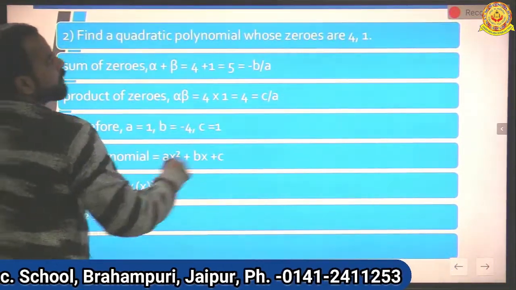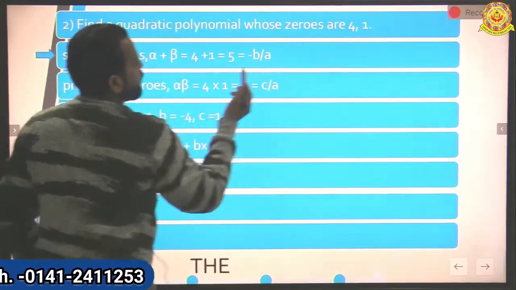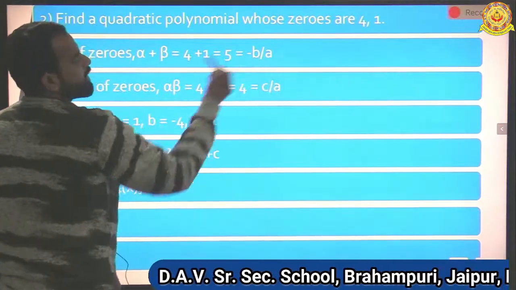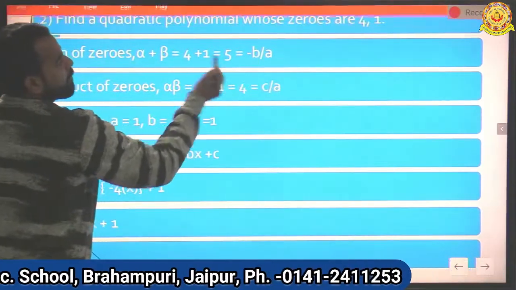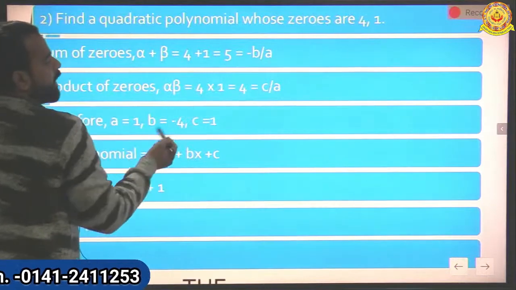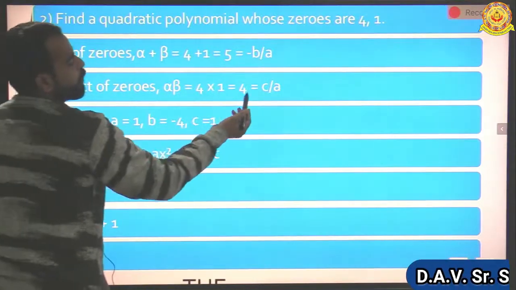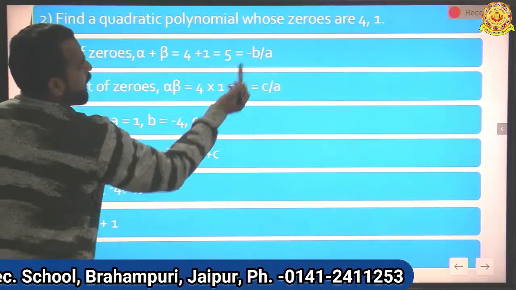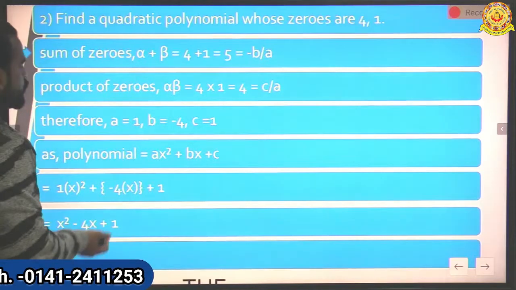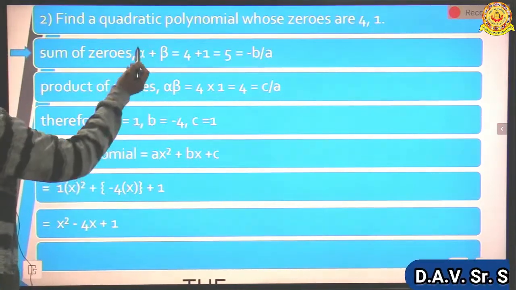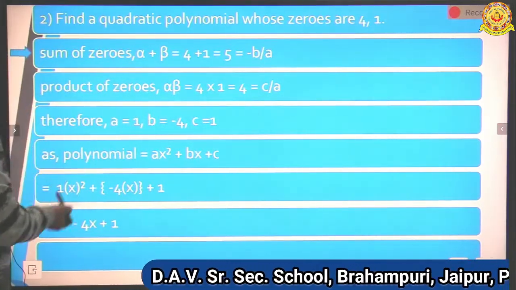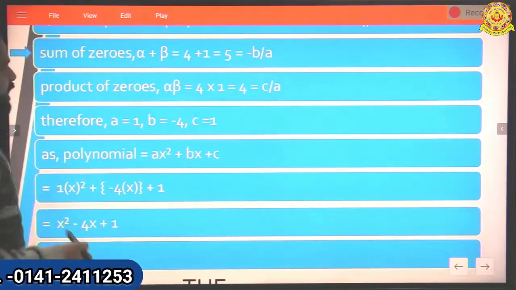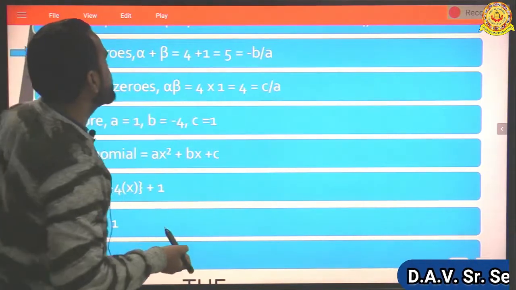These are the two zeros, 4 and 1. If we do the sum of these, it will be plus 5, and by comparing, the sum of the zeros will be minus b upon a. So b will become minus 5 and a will be 1, and the product of the zeros, 4 into 1, will be 4, and it will be equal to c upon a, where the constant value c is 4 and a is divided by 1. So by comparing the sum of the zeros and the product of the zeros, a will be 1, b value will be minus 5, and c upon a is equal to 4.